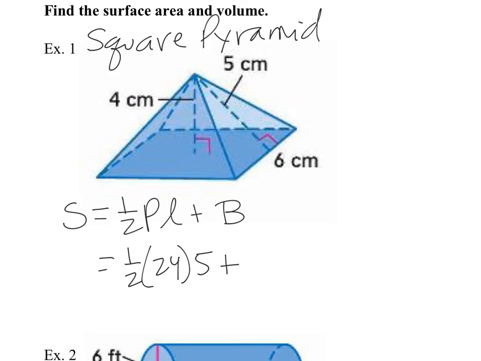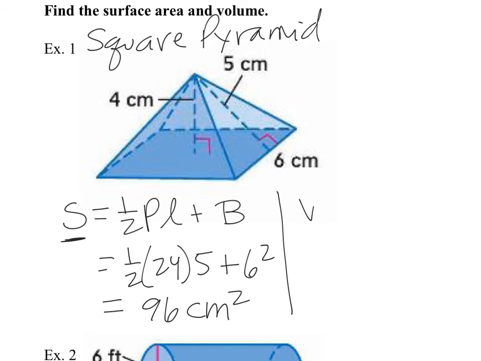And then we're going to add to that capital B. Capital B is the area of the base. Now remember, the base is a square, and you find the area of the square by taking the side of the square and squaring that. So that would be plus 6 squared, and then we'll do the arithmetic. Let's see, that's 60 plus 36, so 96. Now this is surface area, so we measure surface area in square units, so 96 square centimeters. So that's how we find surface area.